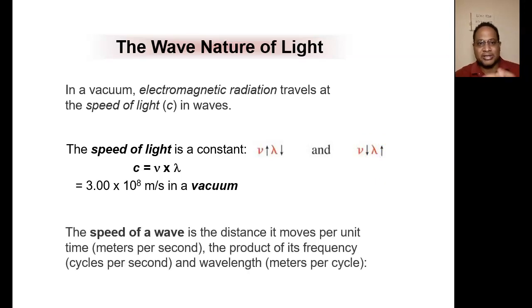So if we kind of sum up everything here, the speed of a wave, c, is given by the distance it moves per unit time. So this speed would be in meters per second, as we said before, and that speed is the product of the frequency, nu, that's the number of cycles per second, and the wavelength, lambda, that's the distance per cycle, right? So far so good, pretty easy, right?